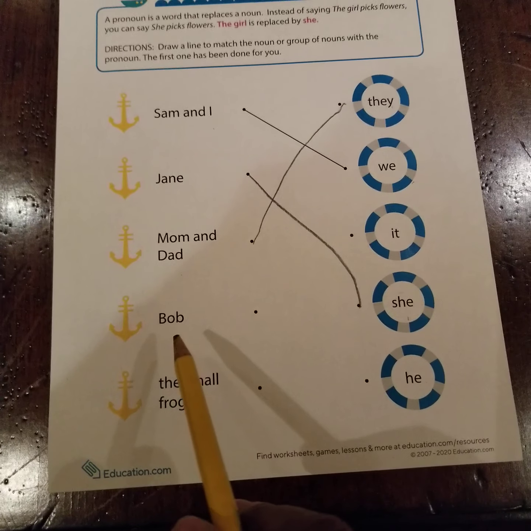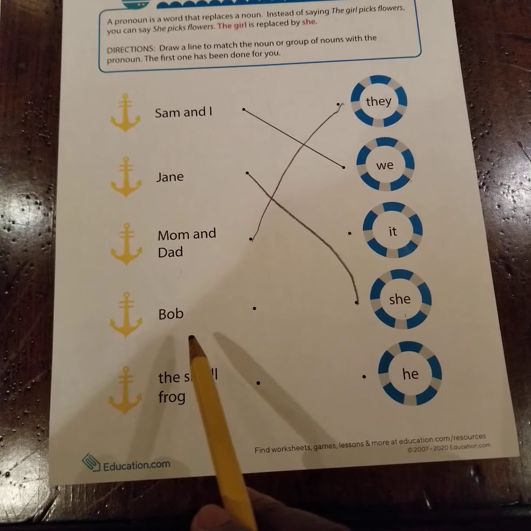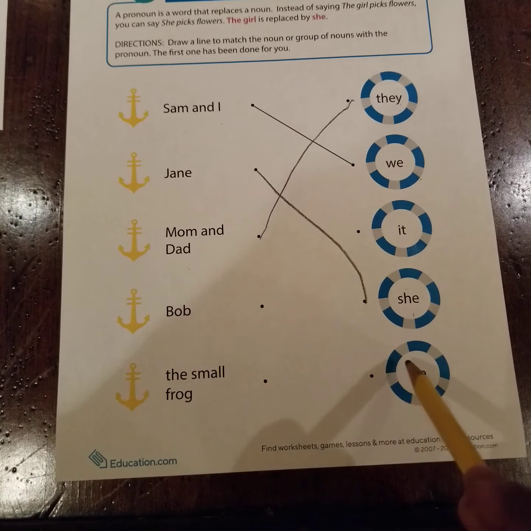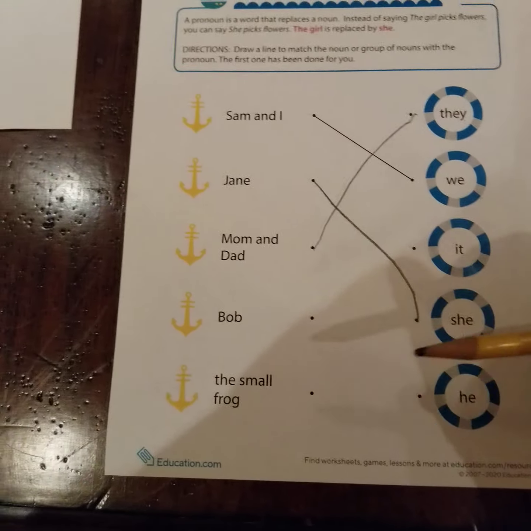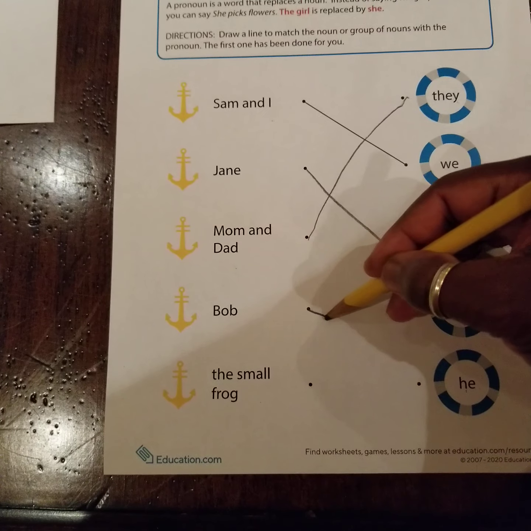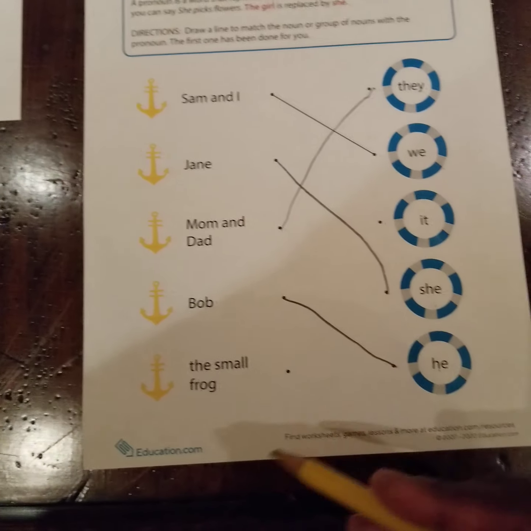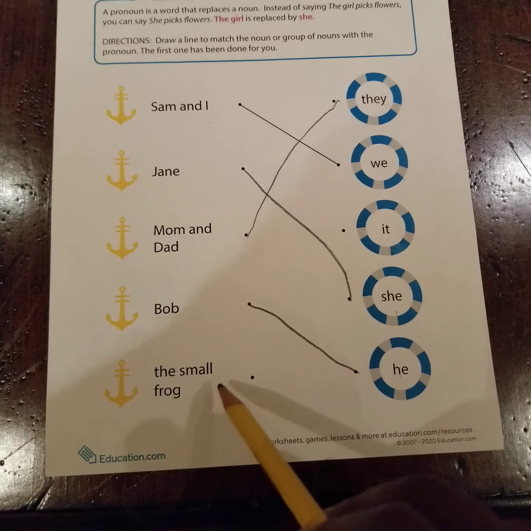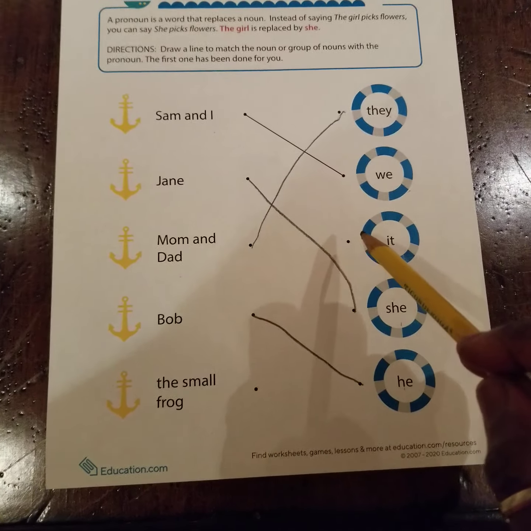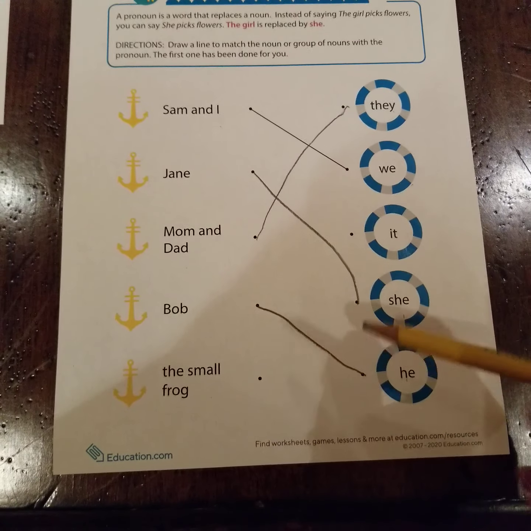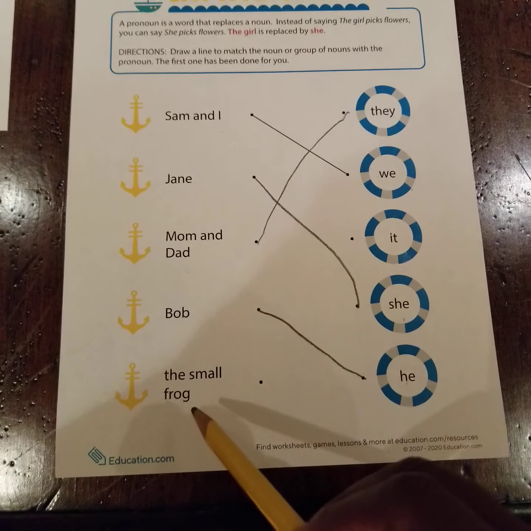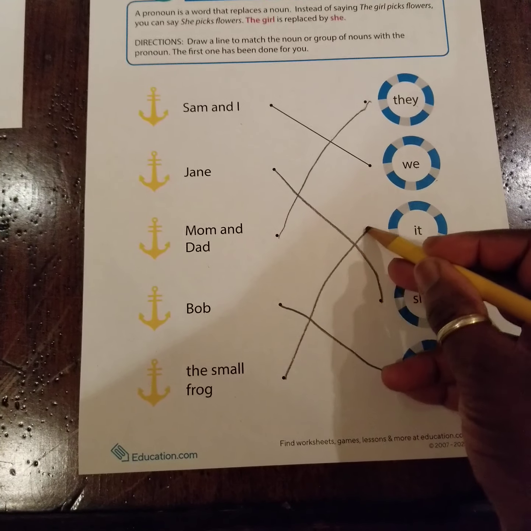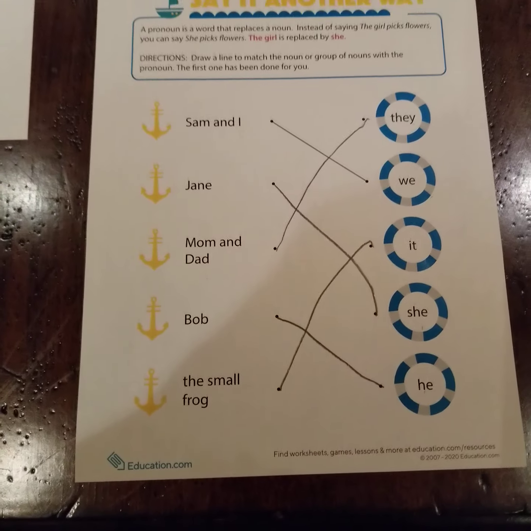Bob. Bob likes to ride his bike. Bob means a boy's name, so he would be the pronoun we could use. He likes to ride his bike. And last, the small frog, which is an animal. And an animal we kind of refer to as it, because normally we don't know if it's a boy or a girl. So the small frog jumped in the pond. It jumped in the pond. All right?